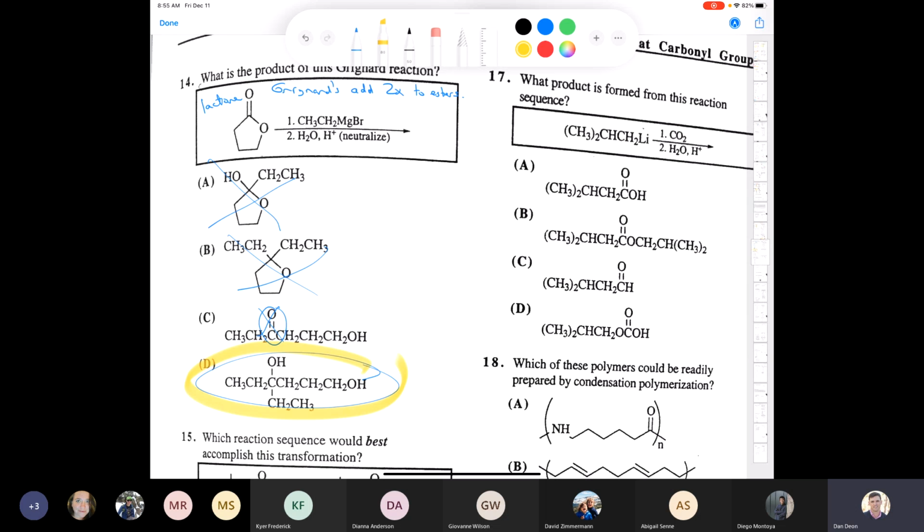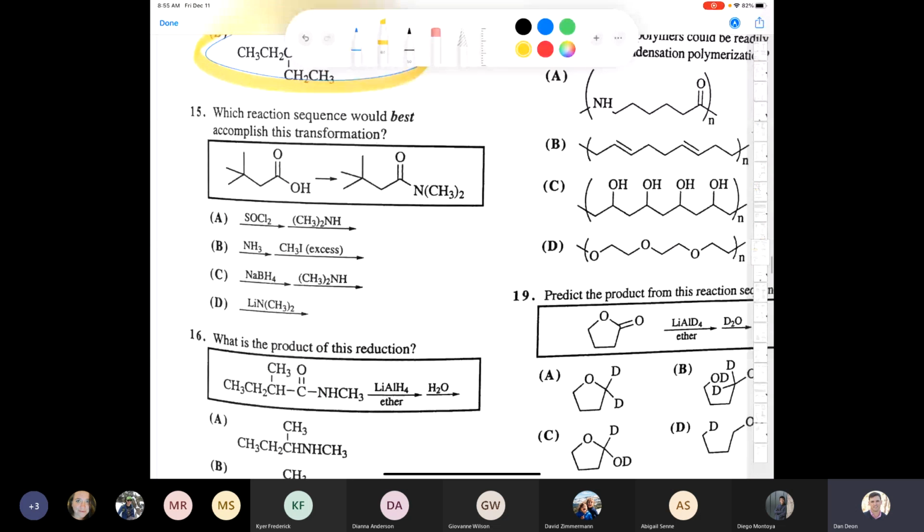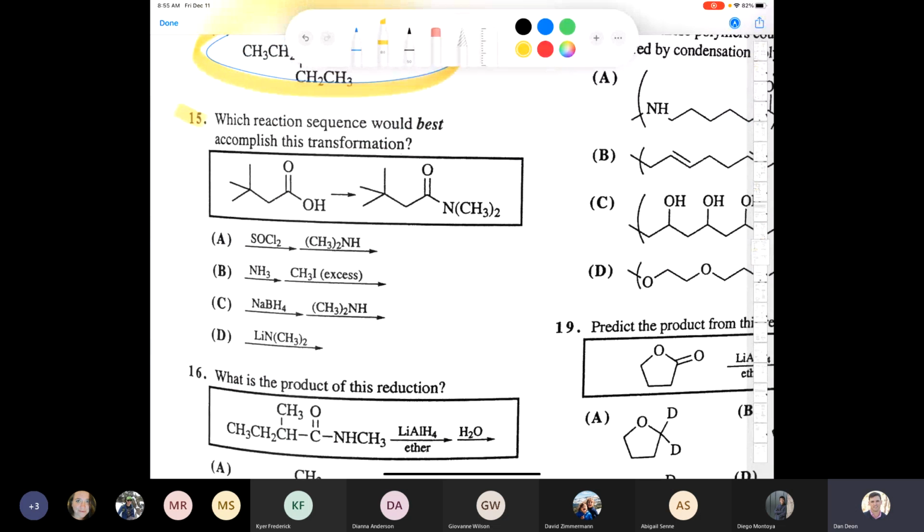Next one I picked was number 15, which is just another straight ahead, your bread and butter sort of synthesis problem. It says, which reaction sequence would best accomplish this transformation? We want to take this carboxylic acid and convert it to a tertiary amide. Well, if you look at the second one, it's treatment with ammonia. That's not going to do anything. The next one is a reduction. That sodium borohydride isn't even going to reduce a carboxylic acid. And dimethylamine is just a strong base. That's just going to do a deprotonation.